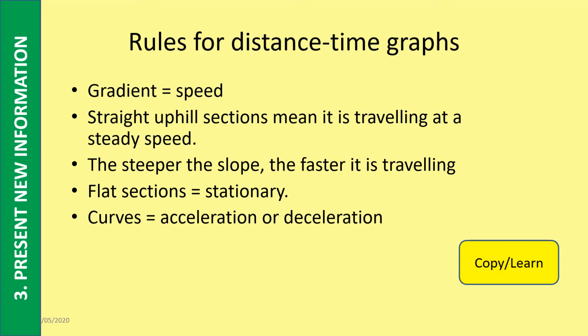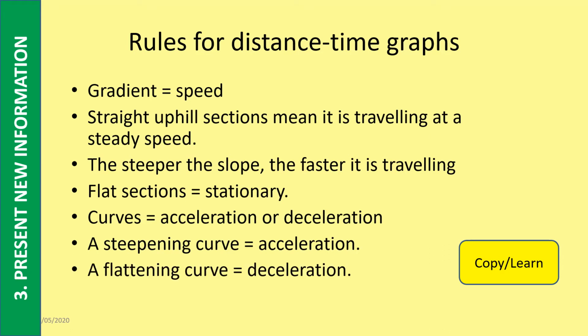If you have a curve, it means you're looking at acceleration or deceleration. That means the object is getting faster or slower. If you have a curve that is getting steeper, then that is acceleration. And if you have a curve that is flattening off, i.e. getting less steep, then that is deceleration.